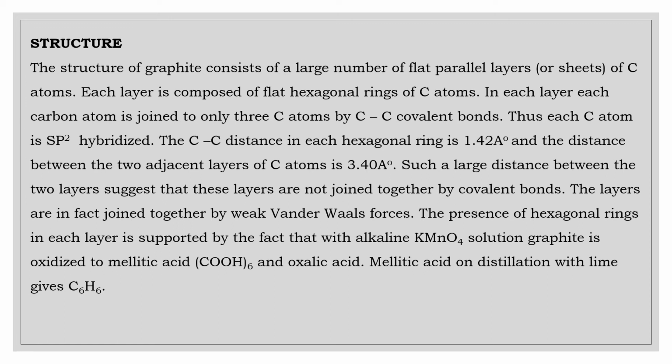The presence of hexagonal rings in each layer is supported by the fact that when graphite is treated with alkaline potassium permanganate solution, it is oxidized into mellitic acid, that is C6(COOH)6, and oxalic acid. Mellitic acid on distillation with lime gives benzene, that is C6H6, which proves that the structure of graphite is hexagonal.